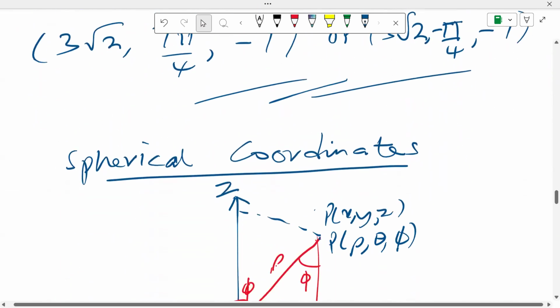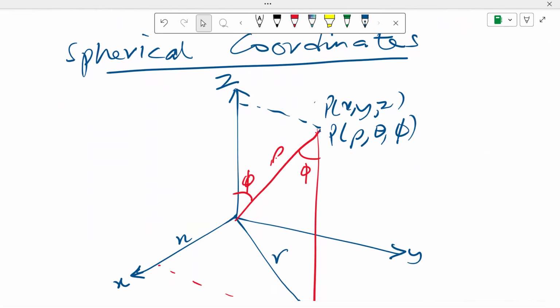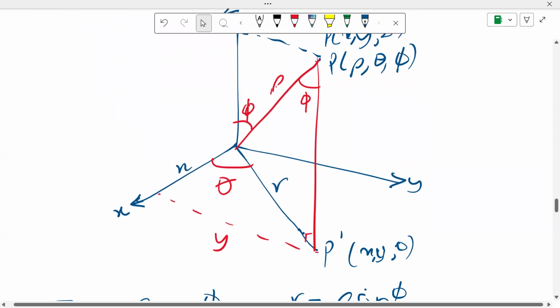Right. Let's move on to spherical coordinates and look at the diagram. Look at the figure. So from the figure, we have our phi, we have our theta, we have our r. And then in terms of spherical coordinates, the Cartesian point is rho, theta, phi. All right, good.